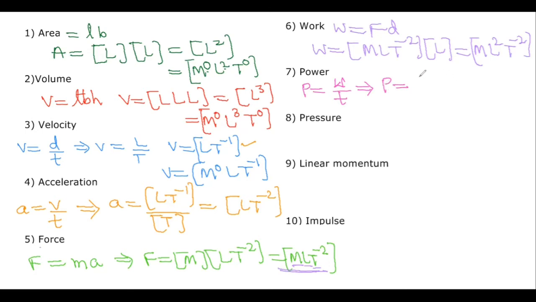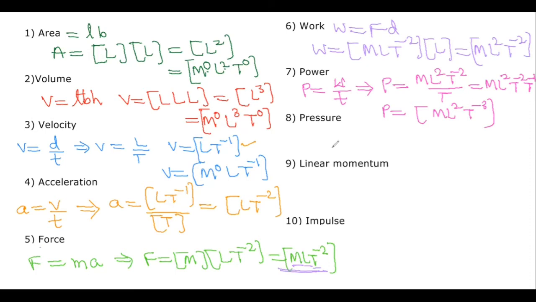Power is work by time. Work is ML^2T^-2, and in the denominator we have the time. Time becomes numerator, so ML^2T^-2 and T^-1, because T is taken to the numerator. After simplification, the power dimensions become ML^2T^-3.